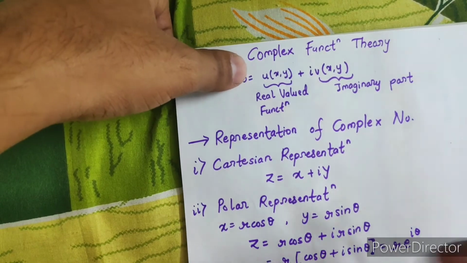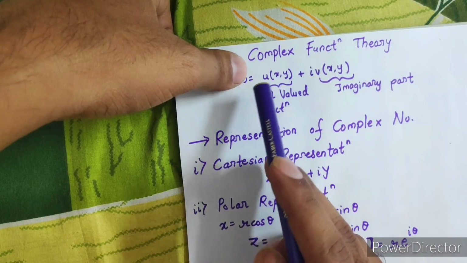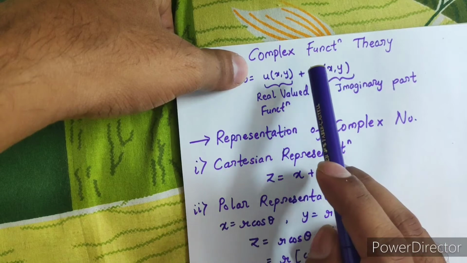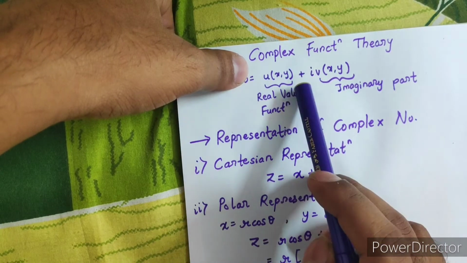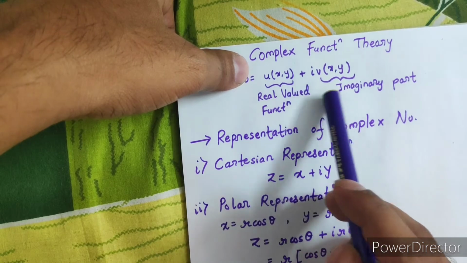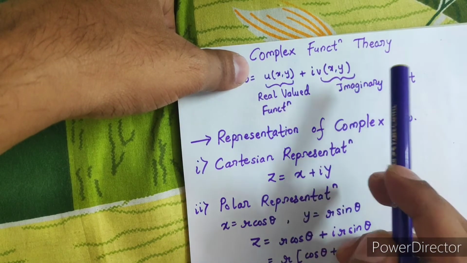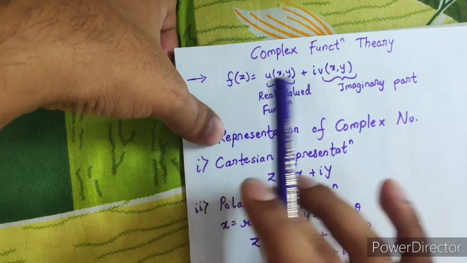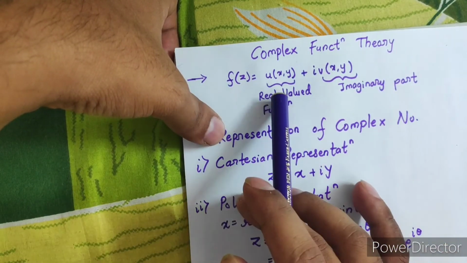The term which is free from i is known as the real valued function, and the term that comes with i, iota, which for short form we will consider as i, is known as the imaginary part or imaginary valued function. This is the main fundamental idea that we have to understand: what is the real part, what is the imaginary part, and what is its representation.